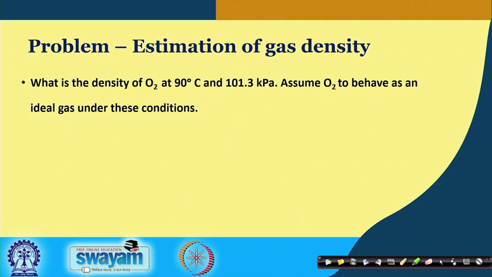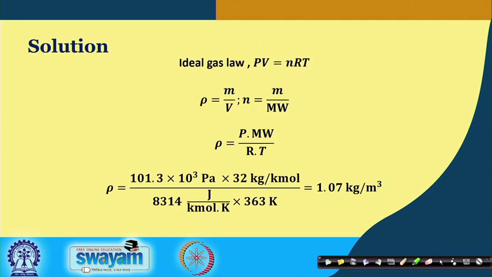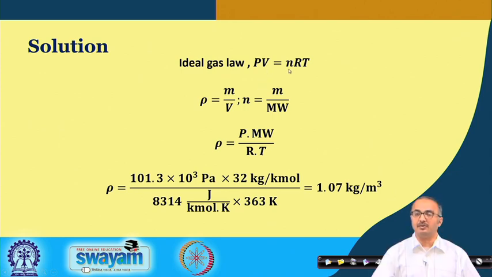It is very straightforward, and you can simply go to the ideal gas law, that is PV equals nRT, where n is the number of moles. Now, if you rearrange the equation, you can take V to the right-hand side and you get n by V. N by V will give you the moles per unit volume, that is the molar density of oxygen.